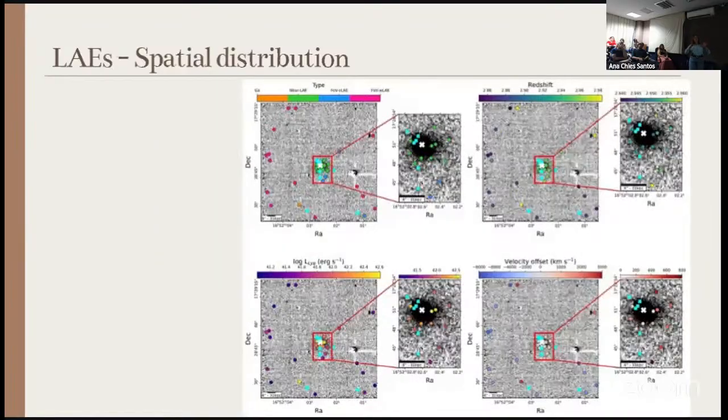When you put this information in a 2D view, we can see the distribution of the redshift: the closer we are to the quasar, the more similar the redshift is to the quasar. In the center you also have more luminosity. So when we are close to the quasar, we have more luminous Lyman-α emitters, and when we are away from the quasar, we have more faint Lyman-α emitters, and also with velocity offset.